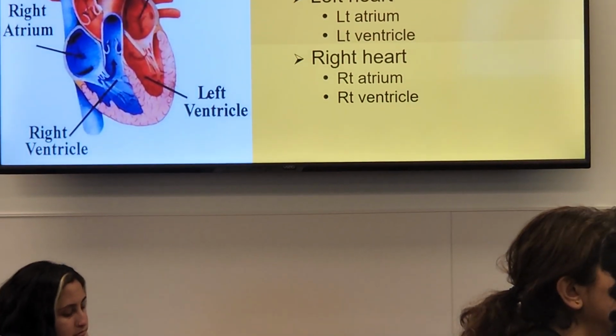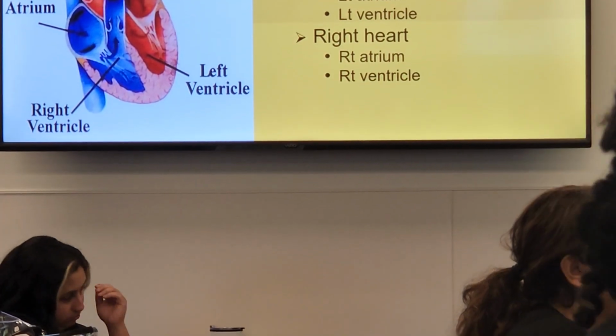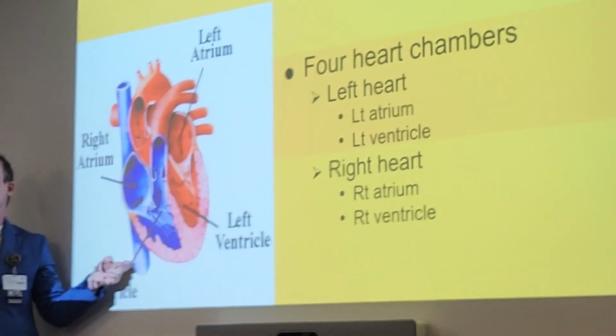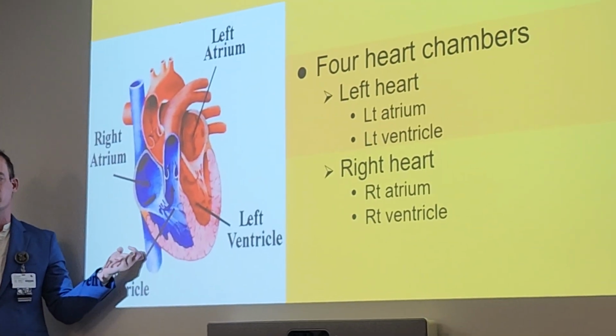Biggest artery is what? Aorta. Aorta, that's the master artery coming out of the heart. The main vein is what? Vena cava. We have the superior and inferior vena cava, however you want to say it.